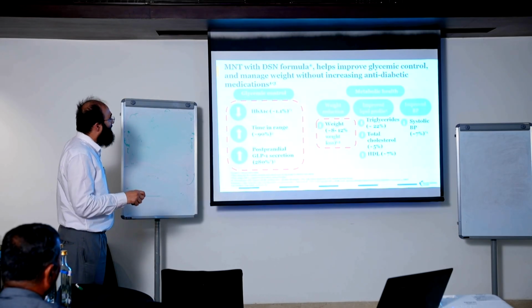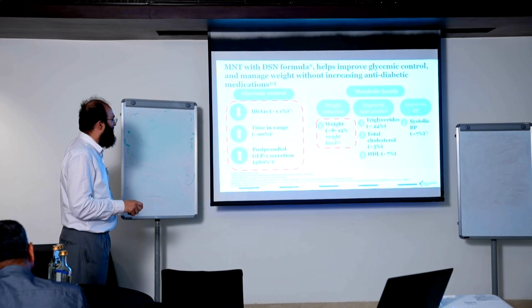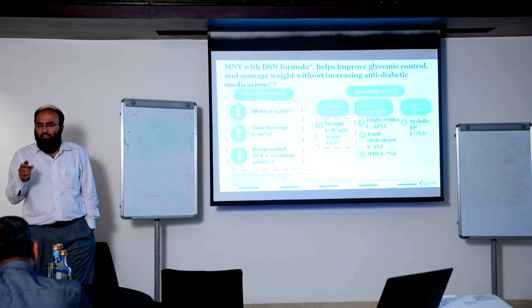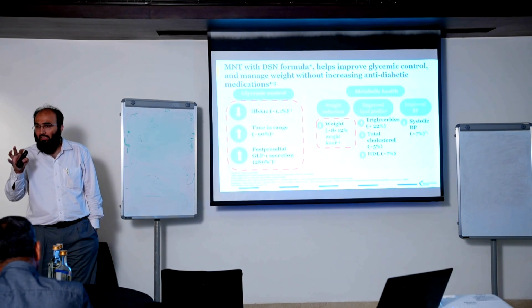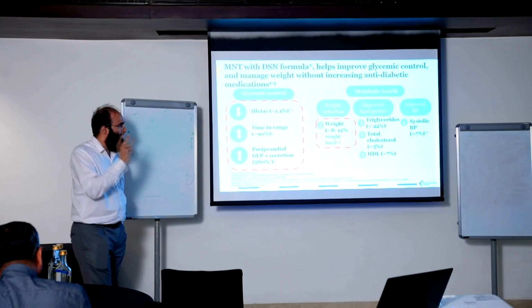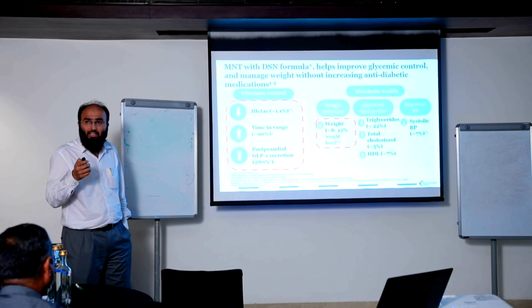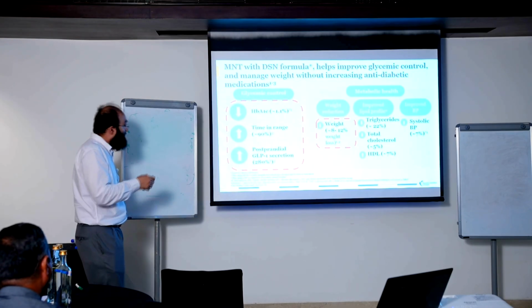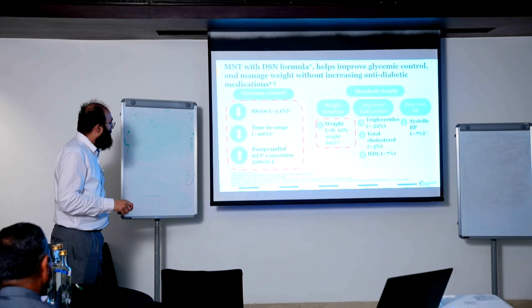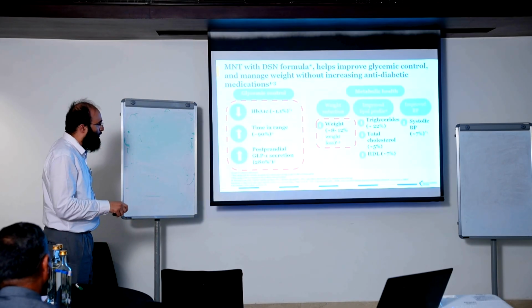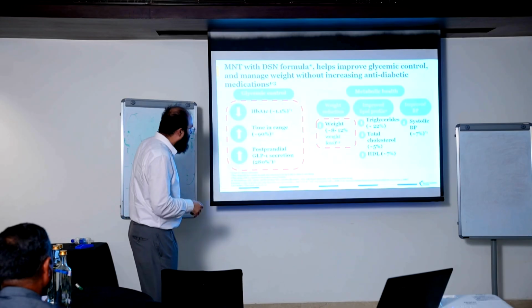So HbA1c, a reduction of around 1.1%. In fact, a good lifestyle modification, diet and exercise, in the first year of diagnosis can reduce HbA1c by up to 2%. It is very powerful. And 2% is the benefit you get from metformin or glimepiride. It can improve your time in range, and postprandial GLP-1 secretion also is enhanced by 280%.